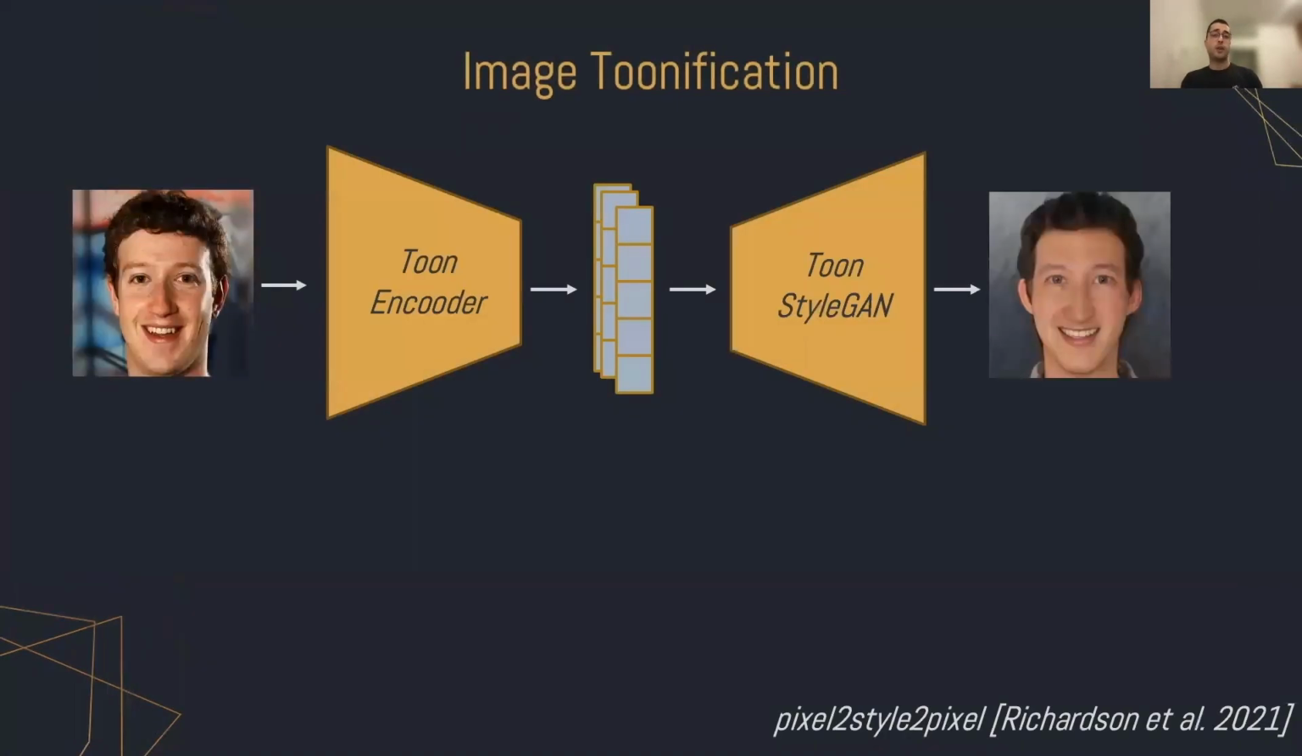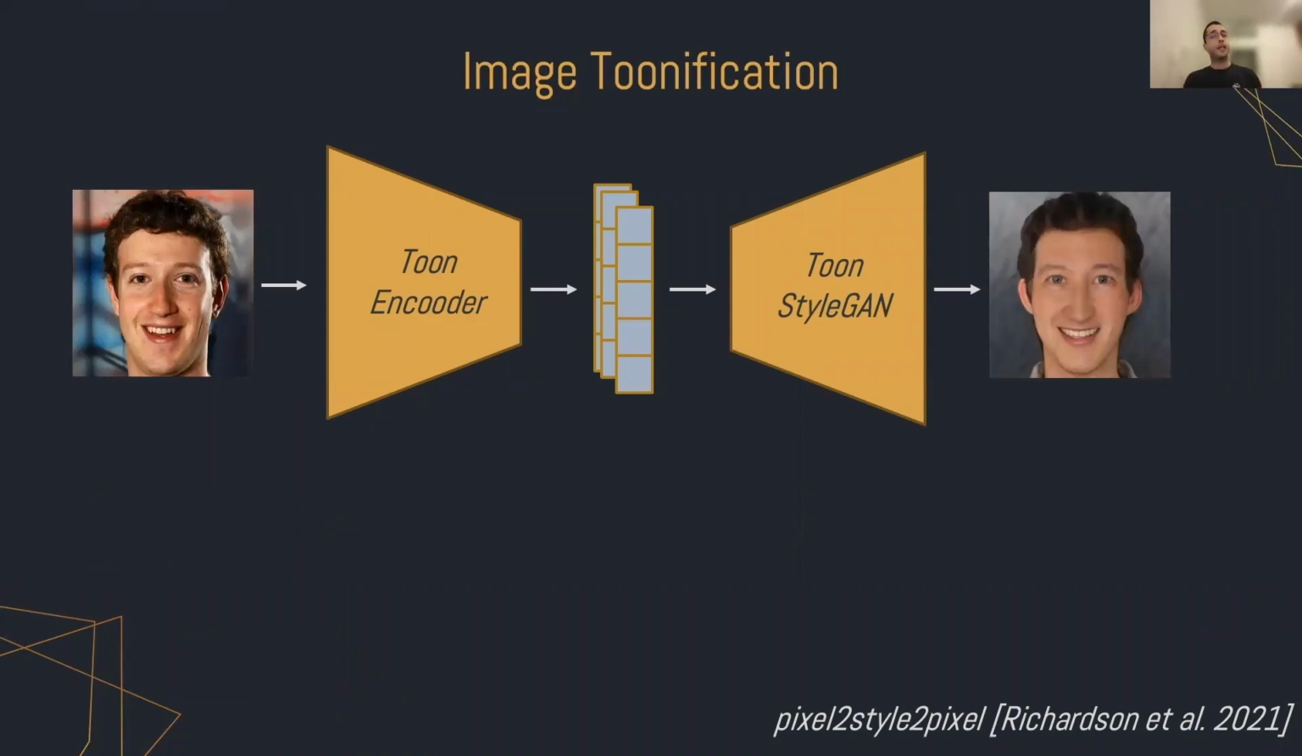And just like we saw with PSP, we're trying to go beyond the inversion task to see what else we can do with our Restyle encoder. We focused on the task of image toonification, where we're going to try to transform our real image into a toonified or a cartoon version of the individual.